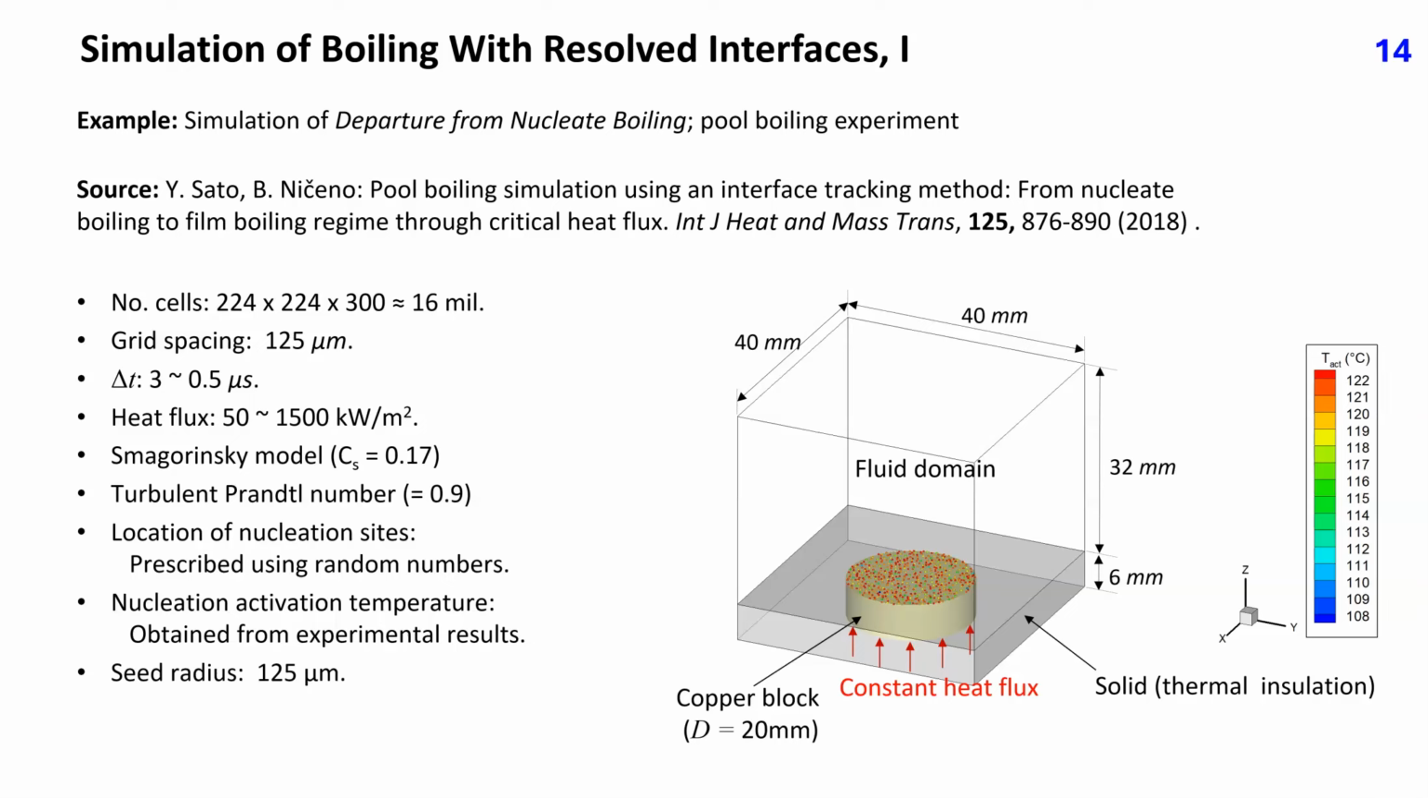The location of nucleation sites at which vapor bubbles begin to grow was prescribed using random numbers. The nucleation sites were activated when the copper surface temperature reaches the prescribed temperature, which was obtained from experimental results. The radius of bubble seeds was 125 micrometers. In this plot, the locations of nucleation sites with seed bubbles are shown, colored with the nucleation activation temperature according to this color table. The higher the temperature, the more nucleation sites become active.